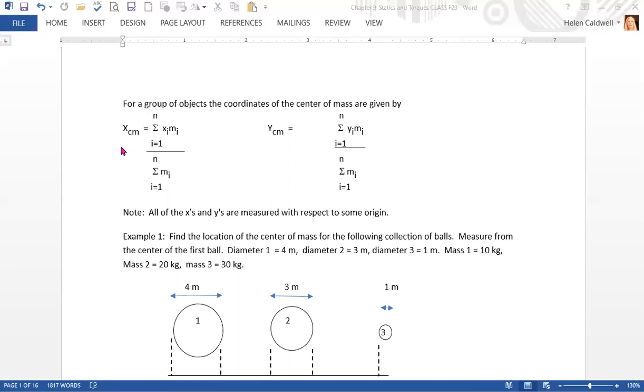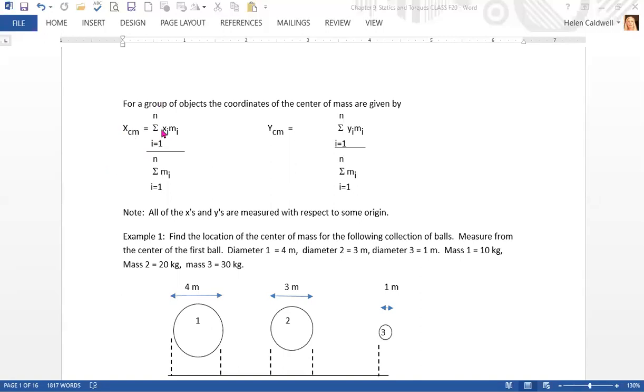So this is a general form. If we had 10 items, we would start at 1 and end at 10. If we had 2 items, we'd start at 1 and end at 2. You're not going to have to worry about writing it in summation notation. We're not going to work with so many items that it matters. We will just write it out.